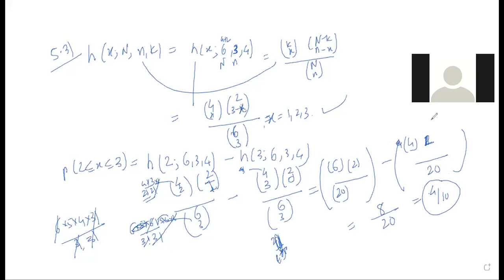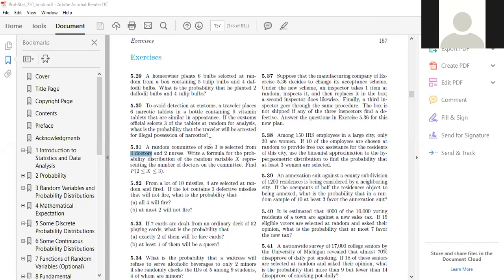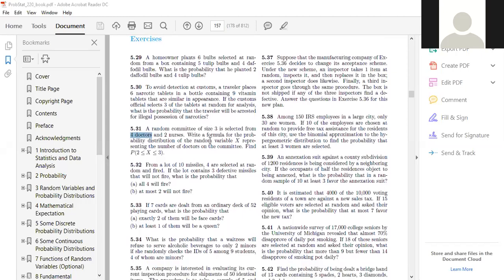Let me save this one in the folder, and let me clear this drawing, and let me stop sharing this one, and let me again share my book. So example 5.33, a very important example. I like this type of example.